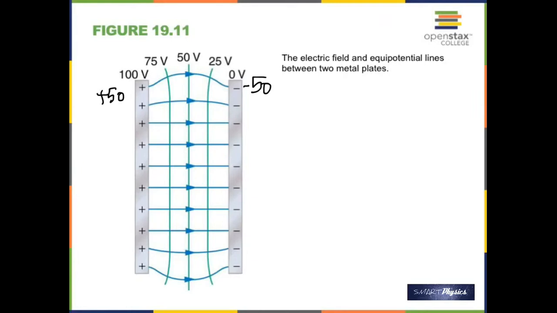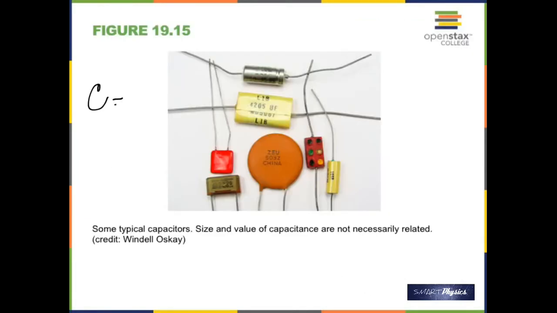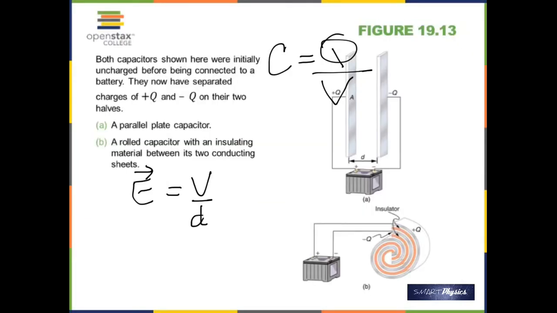And one more time, I just wanted you to notice that the electric lines are perpendicular to the equipotential lines. Look at that. These are the equipotential lines and they are at right angles. And this is a capacitor. A capacitor is an arrangement used to store charges. And capacitance is defined as the ratio of the charge to the potential or to the voltage. That gives us the unit. It is going to be coulomb per volt, which is called farad.